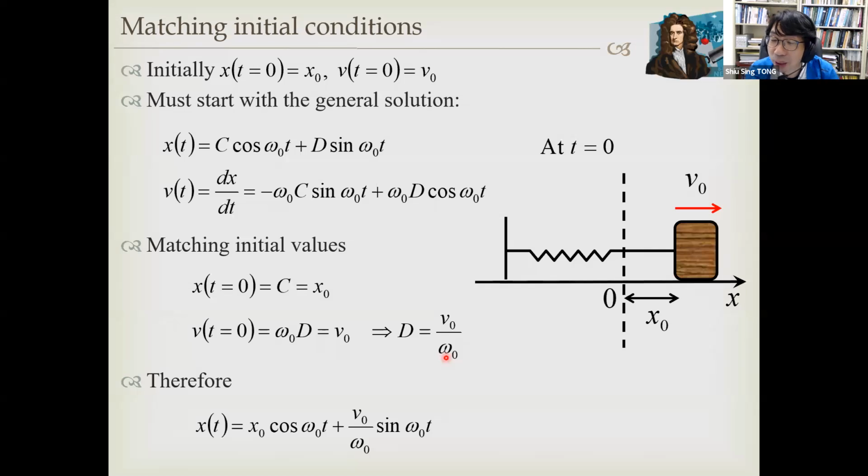So we now have the correct solution. The correct solution with this initial condition can be written as x naught, which is C, cosine omega naught t, plus v naught over omega naught, which is D, sine omega naught t. So this is the general solution. We have already encompassed all the initial conditions. If you have an arbitrary initial condition with some initial position and some initial velocity, you put these two into this equation, and you get the solution.